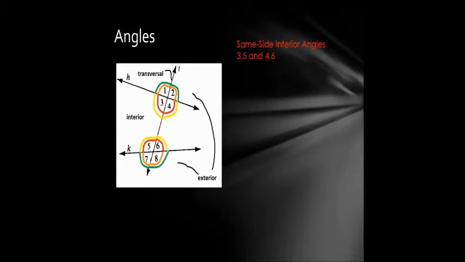So, if you look at the right angles here, these are the same side interior angles. Looking at this as a transversal, cutting into these two lines. Same side interior angles are on the same side of the transversal and on the interior of the two lines. Same side exterior is pretty much the same thing: on the same side of the transversal, 8 and 2, but on the exterior of the two lines.